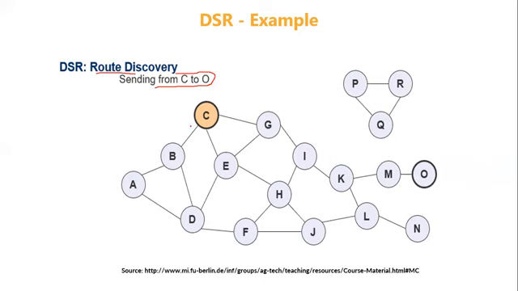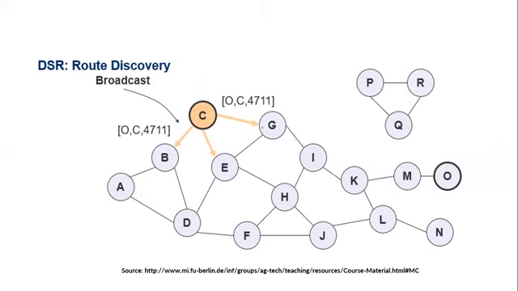First C will broadcast. The broadcast will be received by B, E and G. And the path is what? The destination is O. Starting from C, this is the ID. Now G, E and B will check whether it's a duplicate packet or not. No. Are they the destination? No. So again they will broadcast.